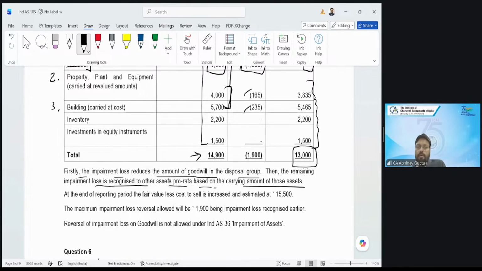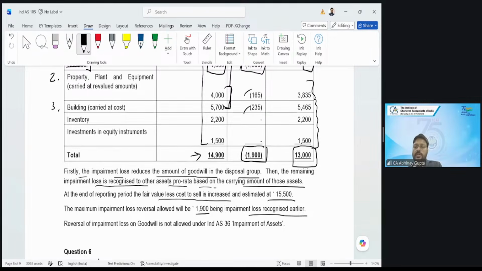At the end of the reporting period, the fair value less cost to sell has increased and is estimated at 15,500. Now, this is the second part of the question. So when the initial fair value less cost to sell was 13,000, and on the subsequent reporting date it has now increased to 15,500, then what will happen, right? The maximum impairment loss reversal allowed will be 1900, being the impairment loss recognized earlier. So this cannot go beyond this loss, right? So 1900 is the maximum amount that can be reversed.